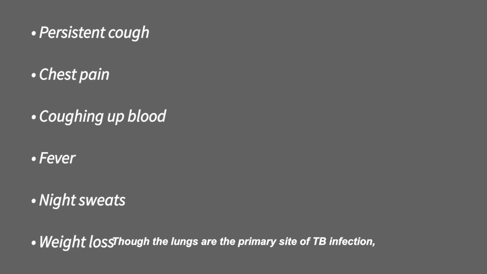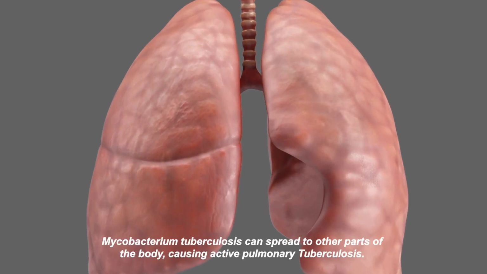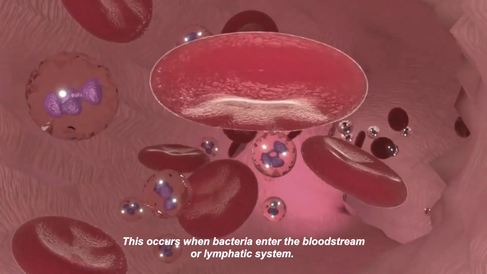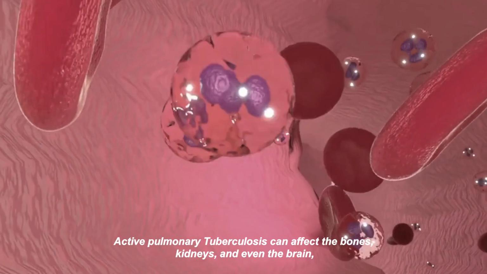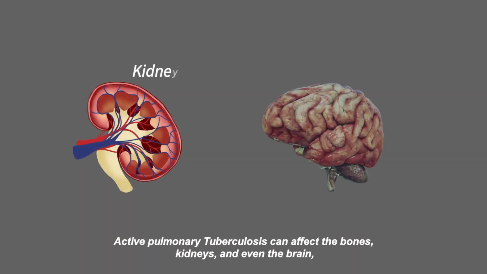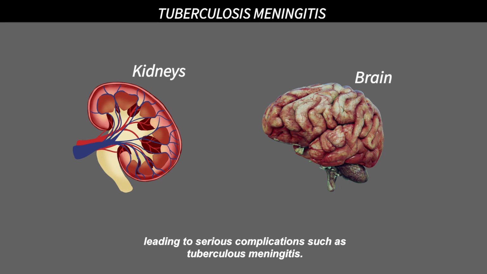Though the lungs are the primary site of TB infection, Mycobacterium tuberculosis can spread to other parts of the body, causing active pulmonary tuberculosis. This occurs when the bacteria enter the bloodstream or lymphatic system. Active pulmonary tuberculosis can affect the bones, kidneys, and even the brain, leading to serious complications such as tuberculosis meningitis.